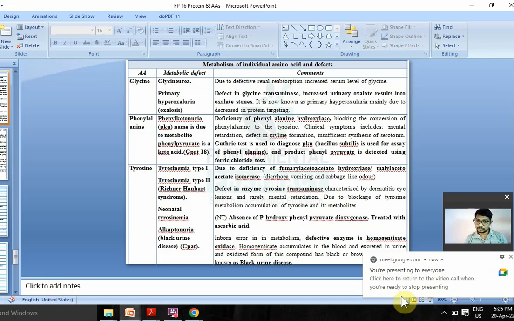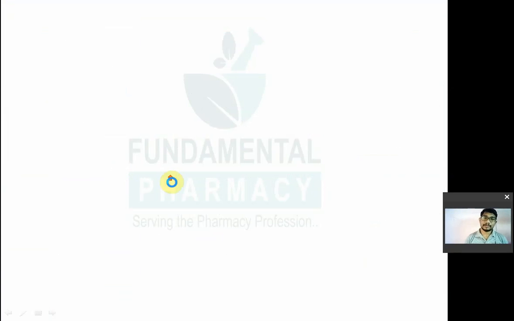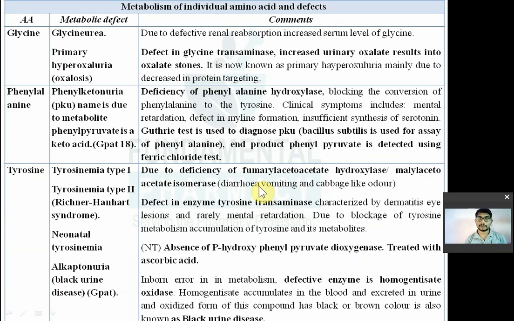Then next defect is the defect in the metabolism of phenylalanine, known as phenylketonuria or PKU. Phenylketonuria is named so because there is one metabolite known as phenylpyruvate, which is a keto acid. That's why phenylketonuria. This was a question in GPAT 2018.